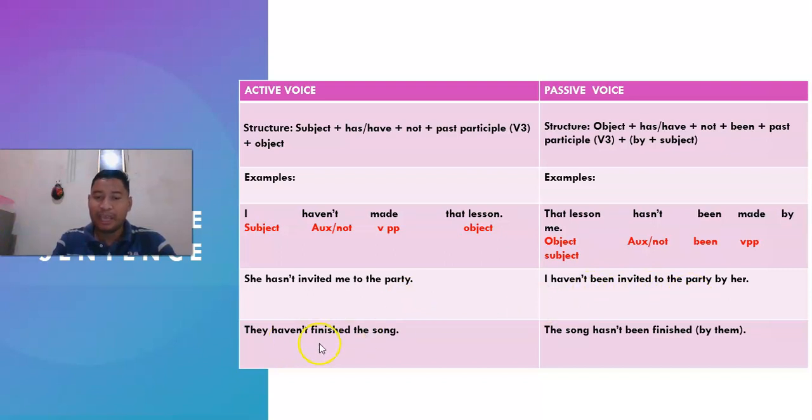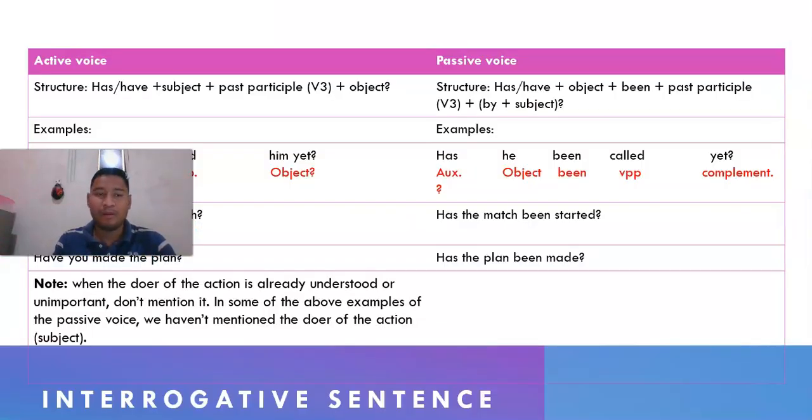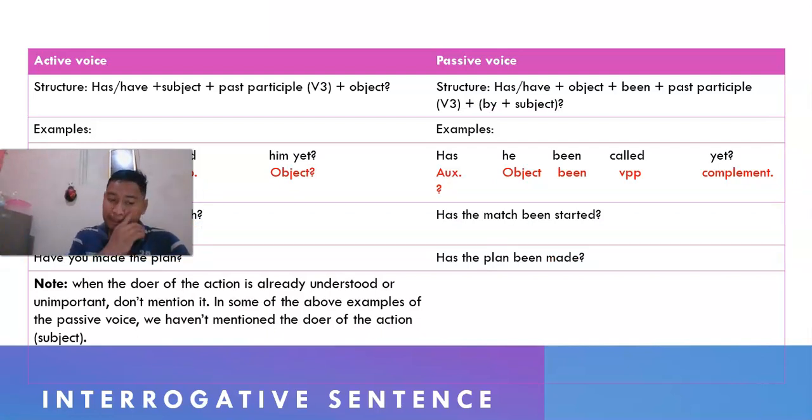Okay, they haven't finished the song. The song hasn't been finished by them. Okay, and continuing with the presentation, now we will see the present perfect continuous.